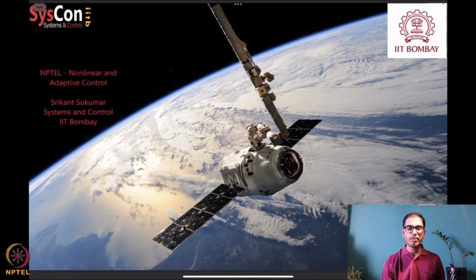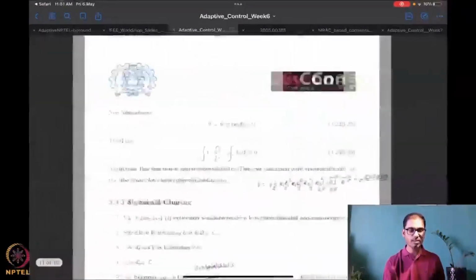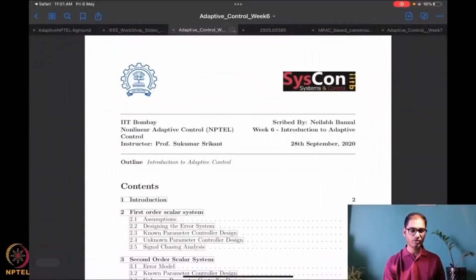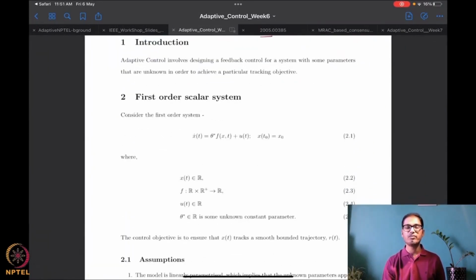And by week 6, we have already started to learn about designing algorithms that can potentially drive systems such as what we see in our background, which is essentially a SpaceX satellite orbiting the Earth. So, to summarize a little bit of what we did in week 6, we started with a first order scalar system, a very, very simple sort of system, right? We designed an adaptive controller for this system.